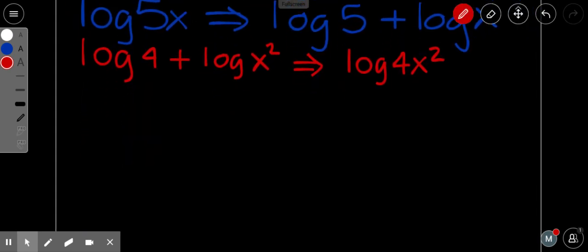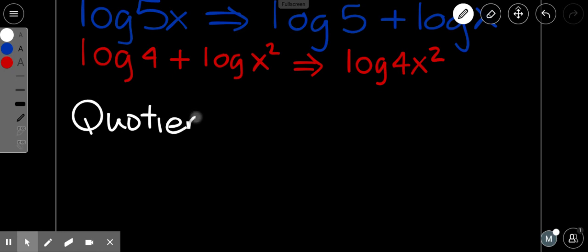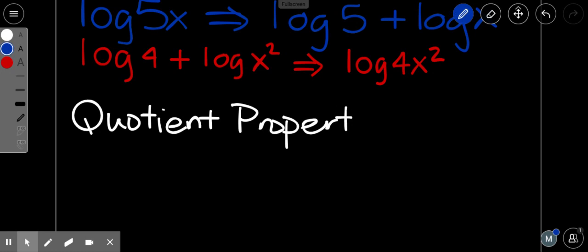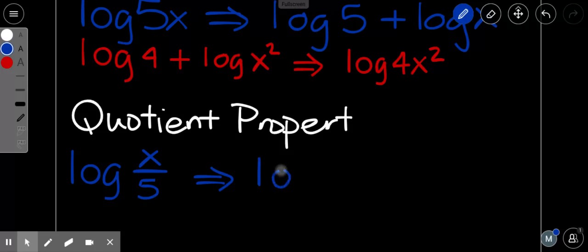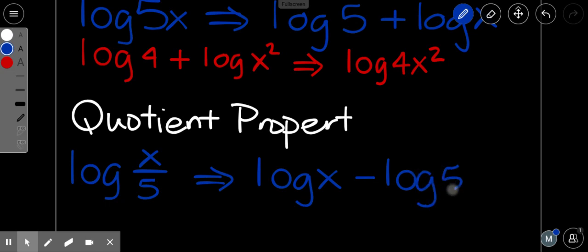There we go. All right, so our next property that we have is going to be the quotient property. Now, quotient property has to do with division. So division and subtraction go together. So if we have log of x over 5, this can be expanded to the log of x minus the log of 5.